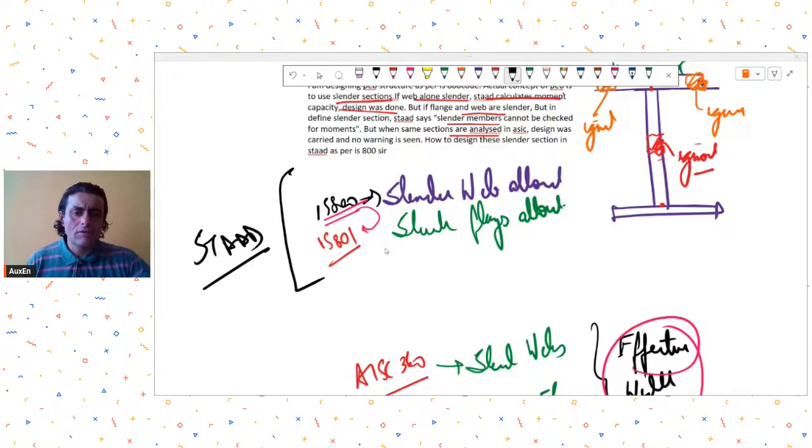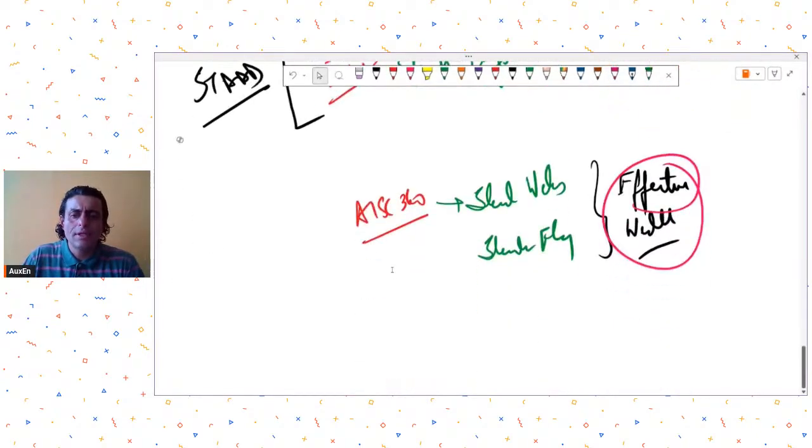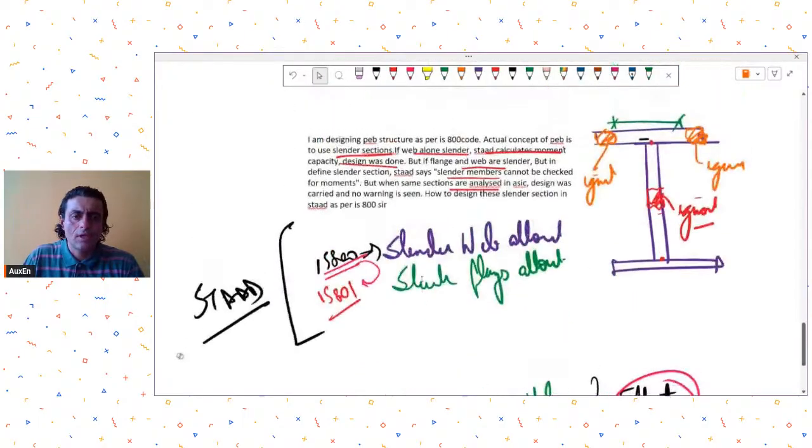But if you have slender flanges, IS 800, because it does not allow you directly, will take you to IS 801. But because IS 801 is, let's say, not integrated properly with STAAD, it will not do the calculations. While in AISC 360, because it allows you to do the effective width method, the calculations will be done accordingly. Okay, one more thing.